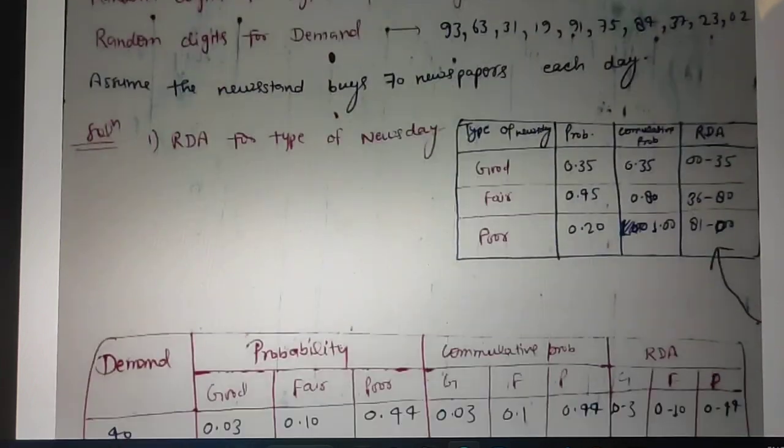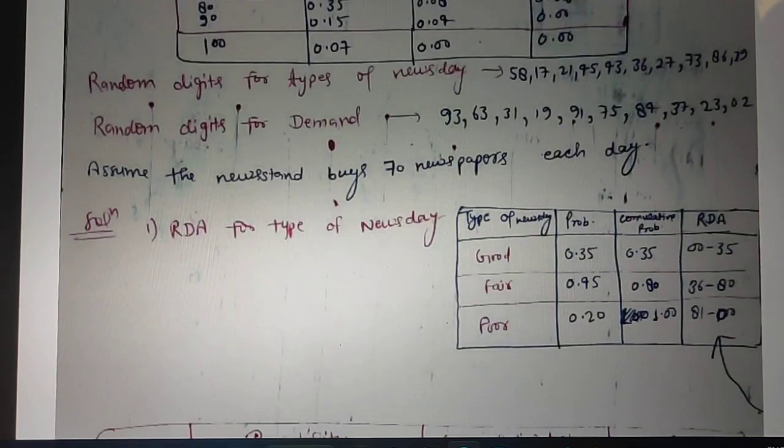So the first step is to find the distribution table for the type of news day. Good, fair and poor are given. The probability for good is 0.35, so the cumulative probability will be 0.35, and the random digit allocation will be 0 to 35. For fair it is 0.45, so the cumulative probability will be 0.35 plus 0.45, which is 0.80, so the random digit allocation range will be 36 to 80.